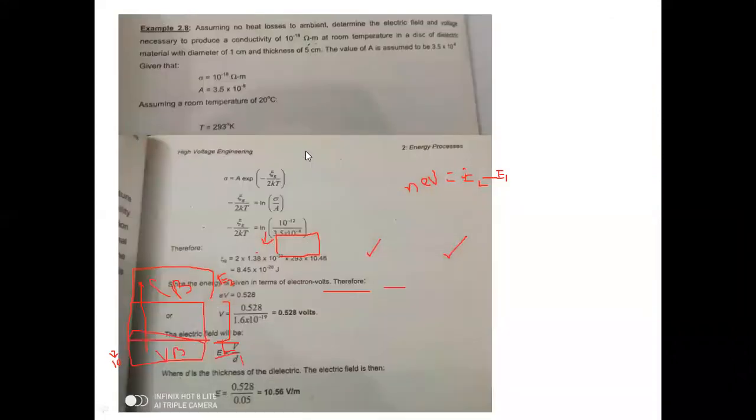Okay, now the second example, this is actually related to the conductivity. Assuming no heat losses to ambient, determine the electric field and voltage necessary to produce a conductivity of 10 to the power minus 18 ohm meter at room temperature in a disk of dielectric material with diameter of 1 centimeter and thickness of 5 centimeter. The value of arbitrary constant is 3.5 into 10 to the power minus 8.